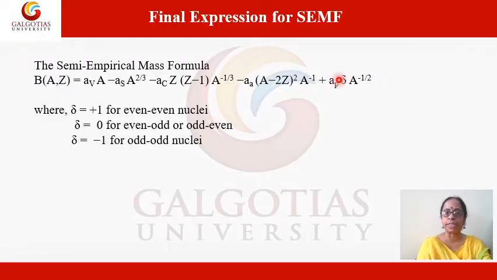So now what is the final expression of the semi-empirical mass formula? Binding energy is equal to AV A minus AS A to the power 2/3 minus AC Z(Z minus 1) A to the power -1/3 minus AA (A minus 2Z) whole square A to the power -1 plus AP delta A to the power -1/2. Now delta is +1 for even-even nuclei, delta is 0 for even-odd or odd-even nuclei, and delta is equal to -1 for odd-odd nuclei.